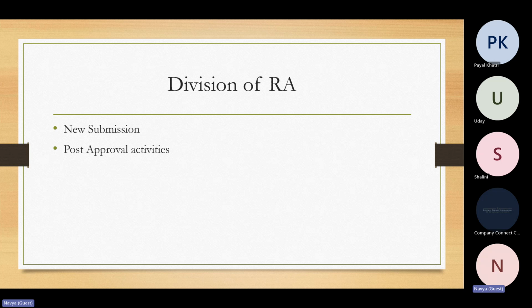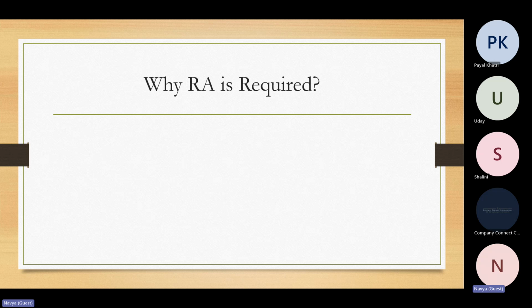So there is a new submission team and there is a post-approval activity team. That is the one which files the different variations and renewals. Now, why is RA required? The first reason is the protection and safety of human health.